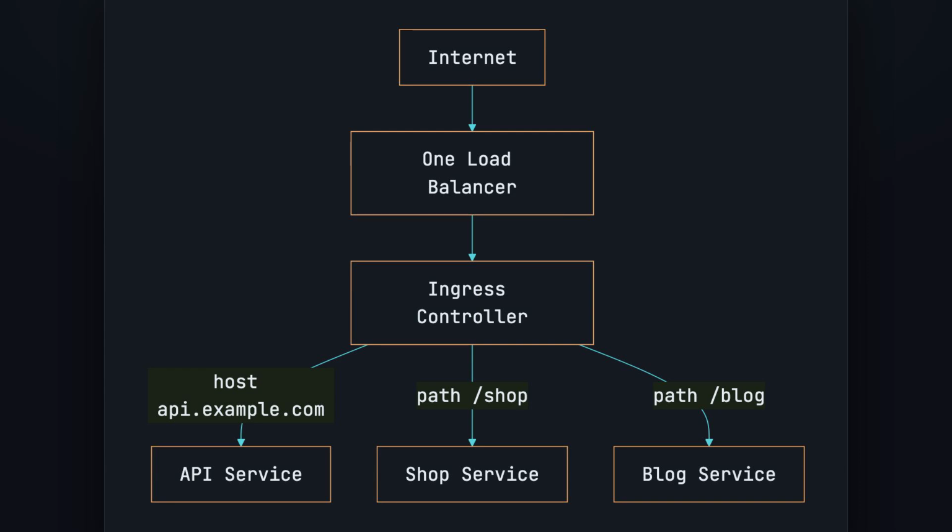Instead of one load balancer per service, you run a single Ingress controller behind one load balancer, and it routes incoming HTTP and HTTPS traffic to many services based on the hostname and URL path. It is a smart Layer 7 reverse proxy living inside your cluster. One entry point, many destinations, driven by simple routing rules you declare as objects.